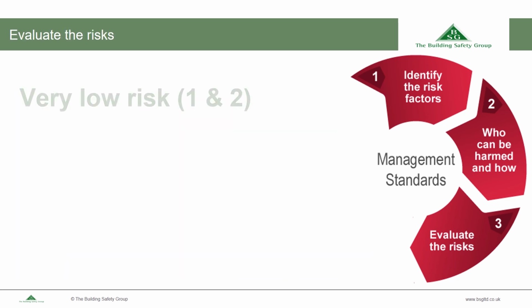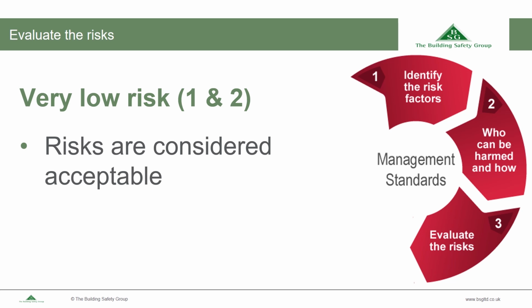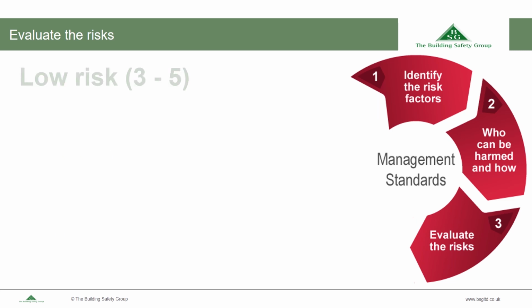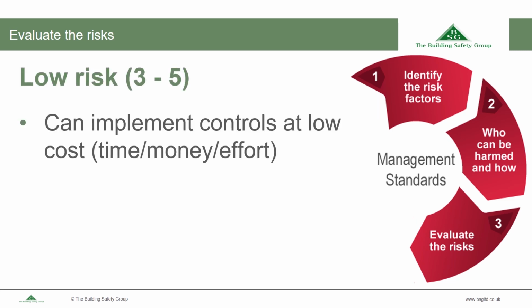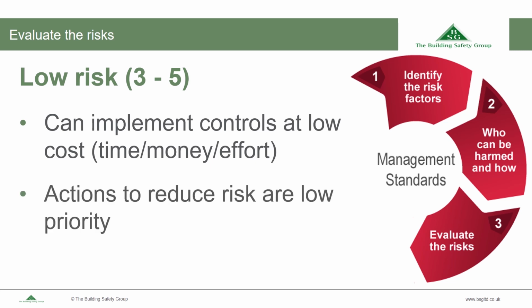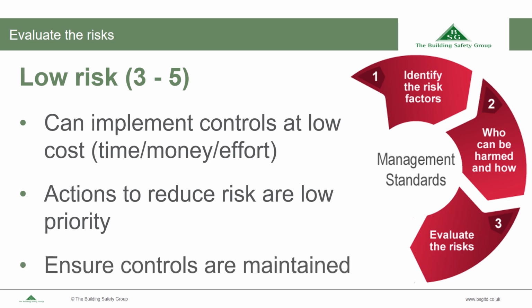When the risks are very low, they are considered acceptable and no further action is necessary other than to ensure that the control measures in place are maintained. When the risk is low, no additional control measures are required unless they can be implemented at a fairly low cost in terms of time, money and effort. Actions to further reduce these risks are assigned a fairly low priority and arrangements should be made to ensure that the control measures stay in place.